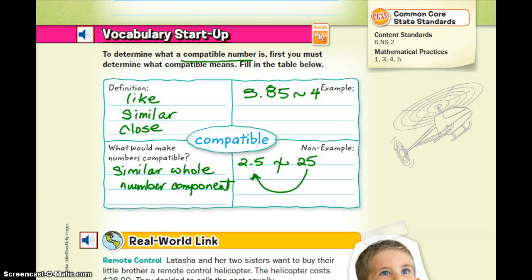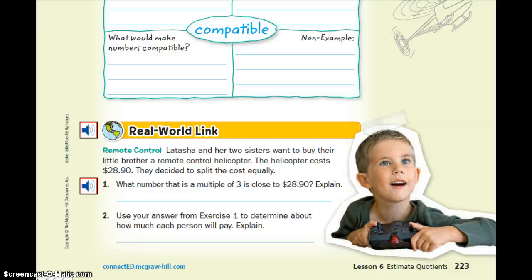Okay, let's look at the real world example. Letitia and her 2 sisters want to buy their little brother a remote control helicopter. The helicopter costs $28.90. They decide to split the cost equally. What number that is a multiple of 3 is close to that? Well, let's see. 9, because 3 times 9 is 27. So 9 is close to it. So each person is going to pay approximately $9. Between $9 and $10. Okay, let's move on.